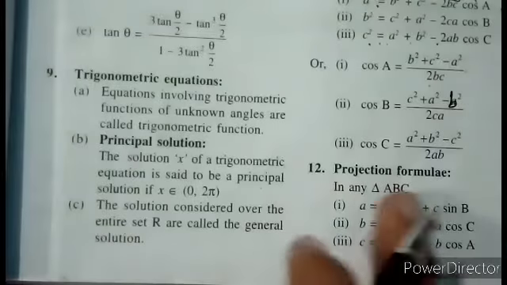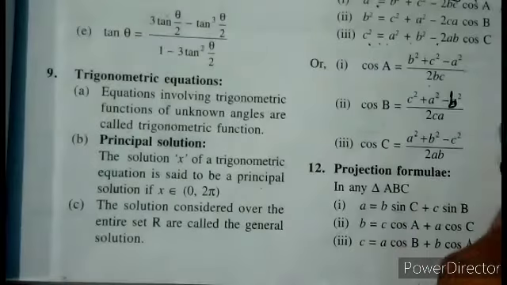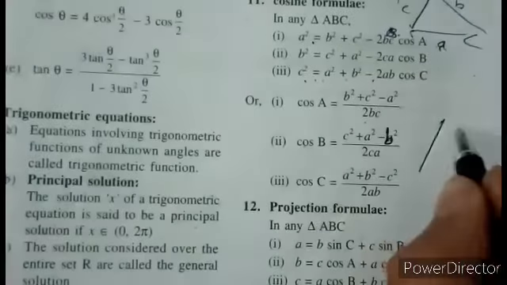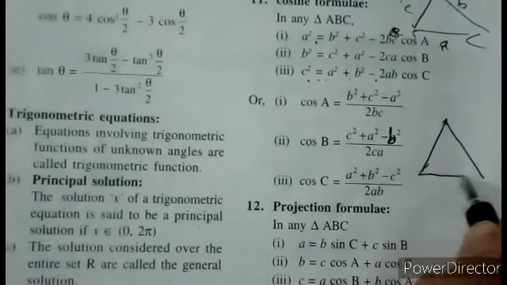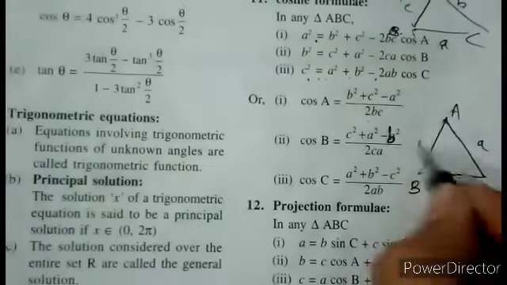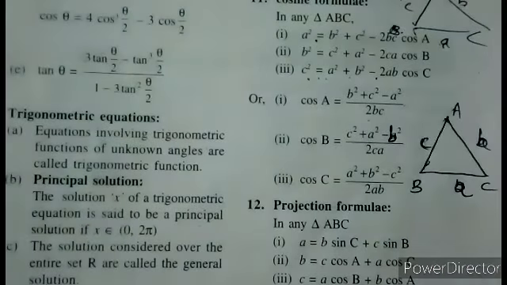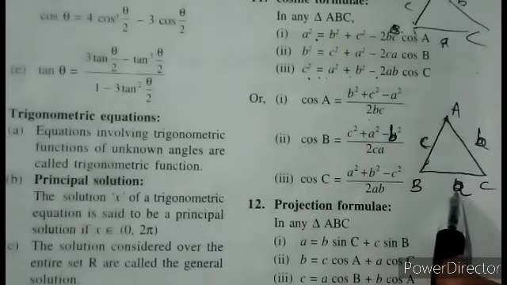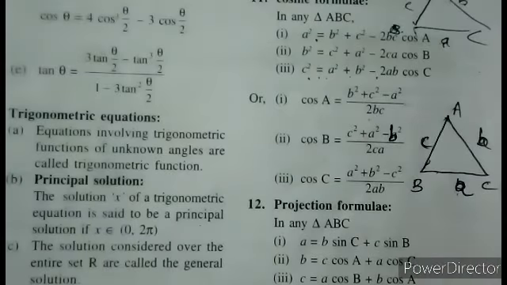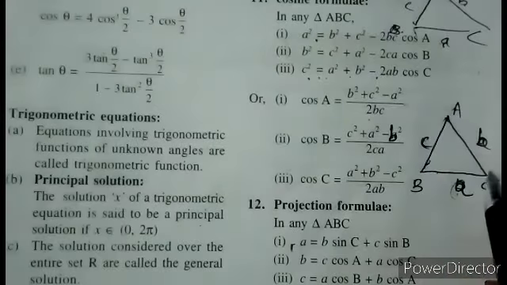In any triangle ABC, consider this is the triangle A, B, C, and this is small b, this is small a, this is small c. Then small a is equal to b sin C plus c sin B. This is the logic. If we want to calculate small a, that is b, this side, along with this angle, b sin C plus c sin B.